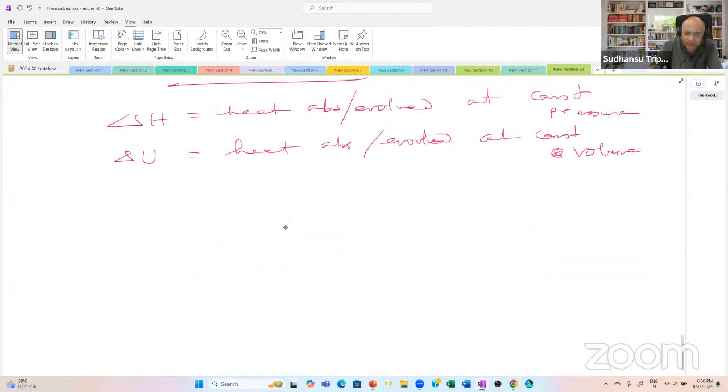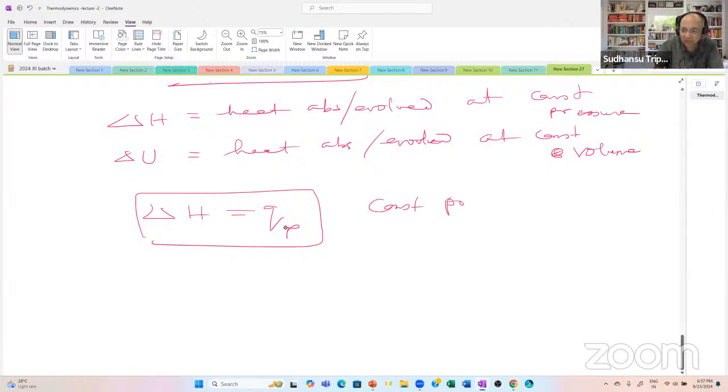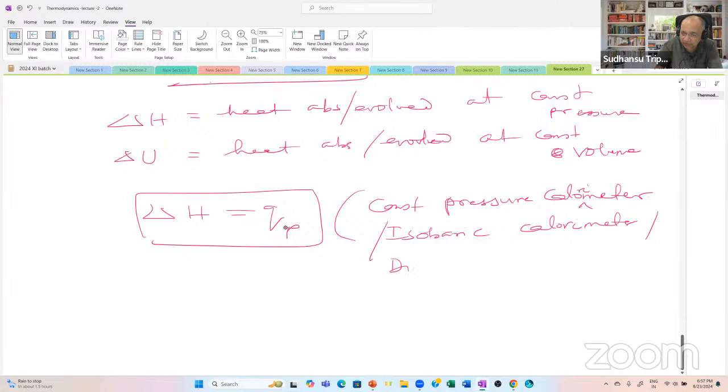And let me tell you, this del H, which is equal to QP, is experimentally determined by a specific calorimeter called a constant pressure calorimeter, or it is also called an isobaric calorimeter. And more technically, it is called a differential scanning calorimeter, DSC.